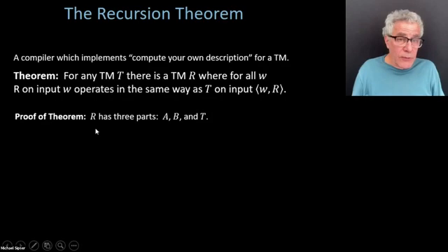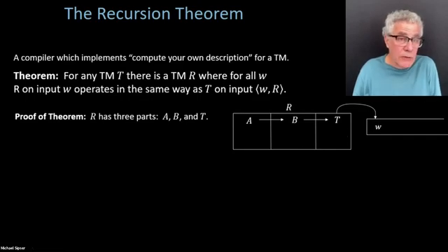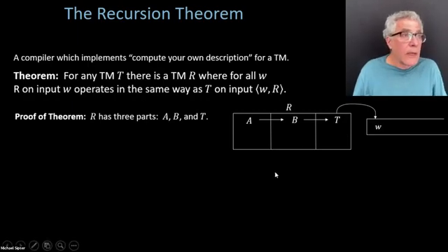Now the proof of this is going to be very much like the proof from two slides back, except there are going to be three parts. There's the part T that you provide, and T is the Turing machine code that says, get your own description. You don't have to worry about how that happens. The compiler is going to add on the A and B parts, which get the whole description of the whole thing, which is R, and feed it into T, as if T had it as an input. So T is allowed to get its own description now, and does its thing on the input W.